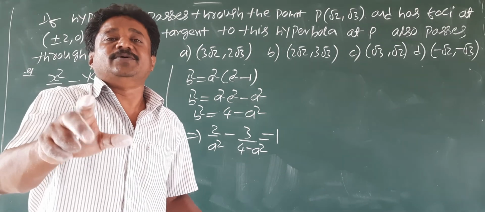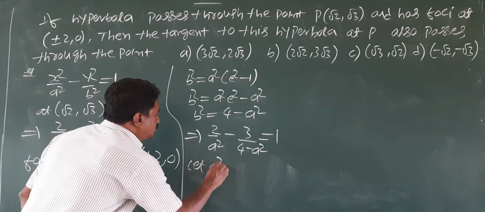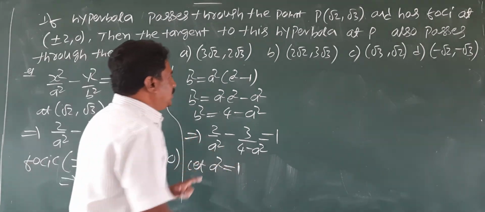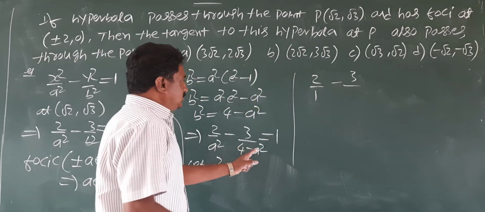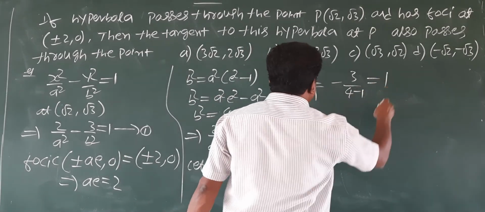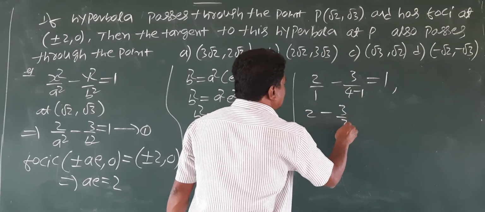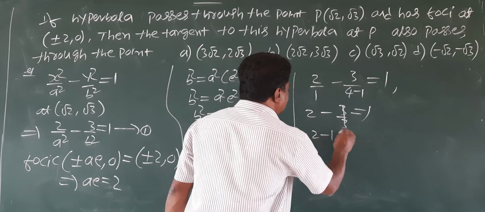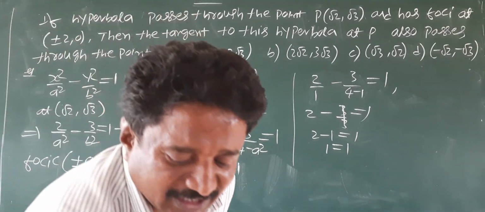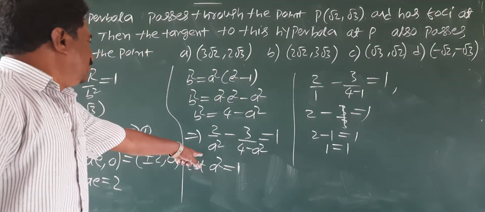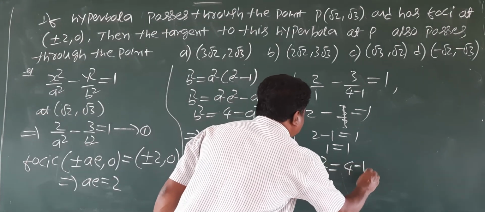Let us guess and see what comes. Put a square is equal to 1. Let us put a square as 1 and see. So 2 by 1 minus 3 by 4 minus 1, 4 minus 1 is 3. So that is 2 minus 3 by 3, which is 2 minus 1 is equal to 1. 1 is equal to 1. So our guessing is correct. a square is 1. Using this a square, find out b square. So this implies b square is equal to 4 minus 1, which is 3.